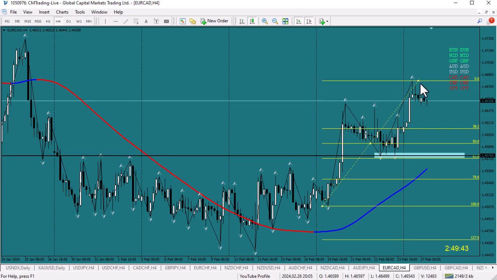Euro CAD, retracement. Euro CAD is absolutely one that I want to be long in, but not at these levels. I'll wait for a retest. Come and retest these levels here, and once it tests, I want to go long on some candle reversals.